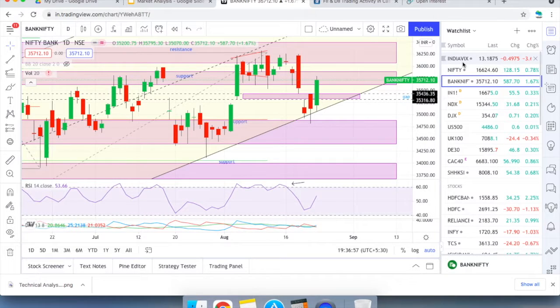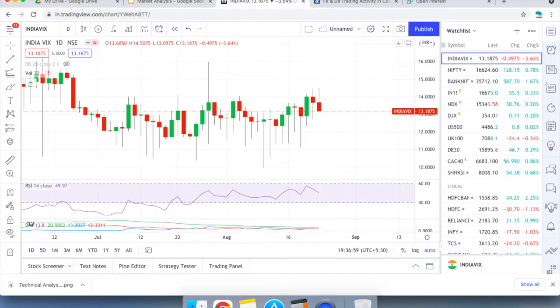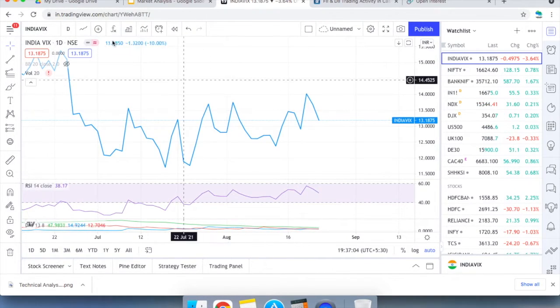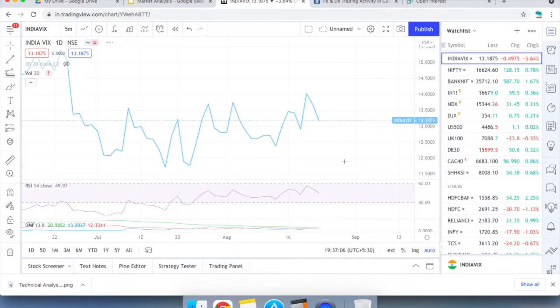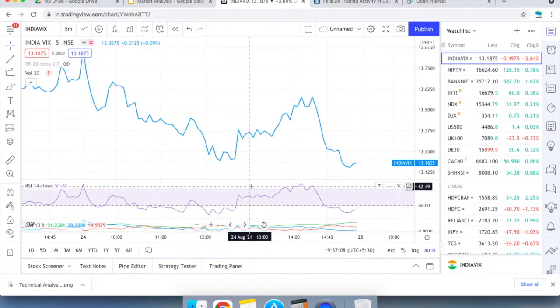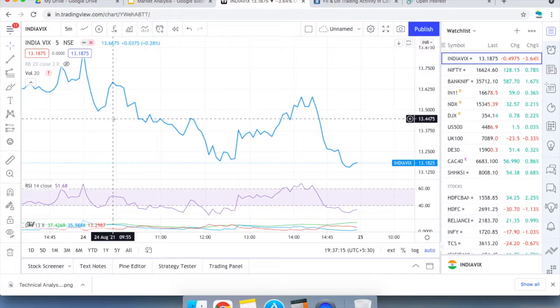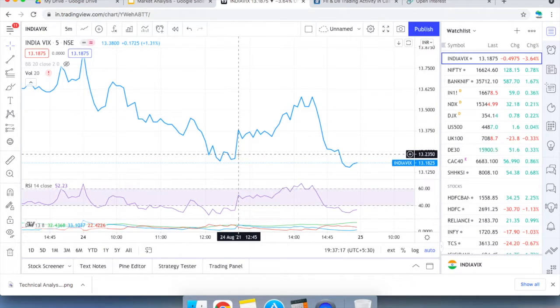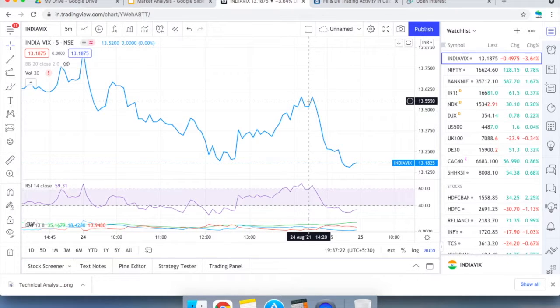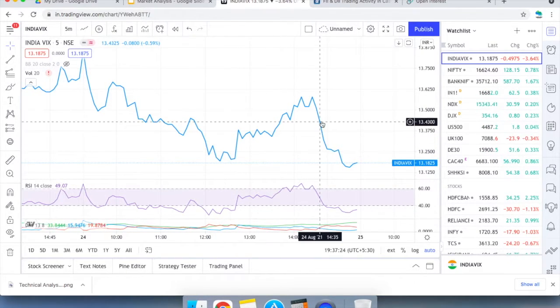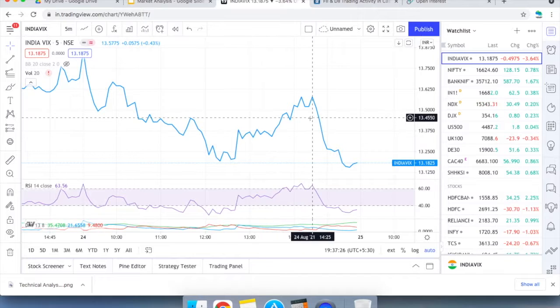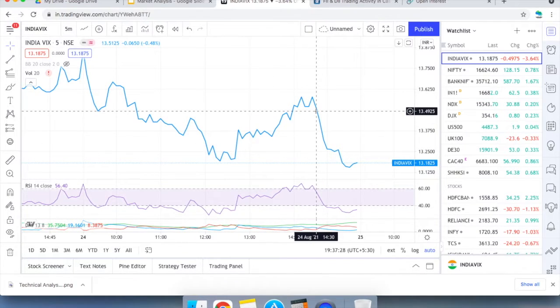Now VIX. What happened today is it had fallen down. If you see the intraday price action for today, it went down when the market shot up, and then this is something contradicting. When the market continued to move up in the afternoon, the VIX actually shot up. It is supposed to have come down, but it shot up with the market.